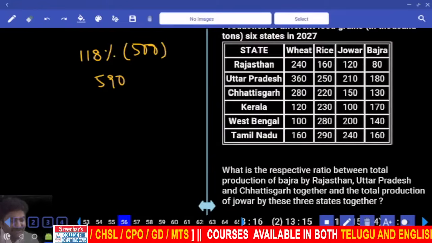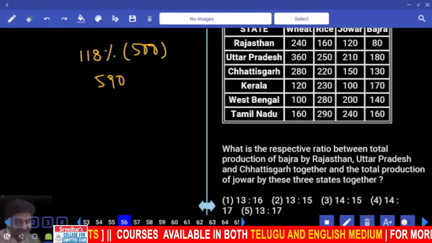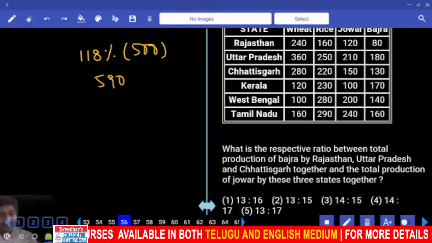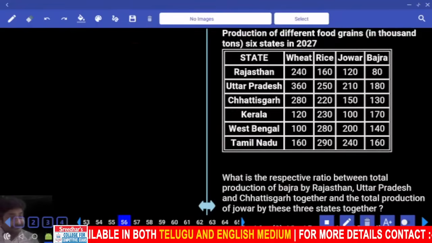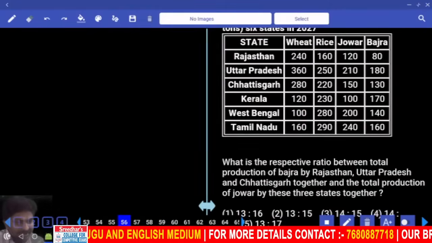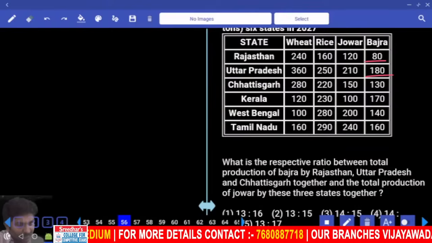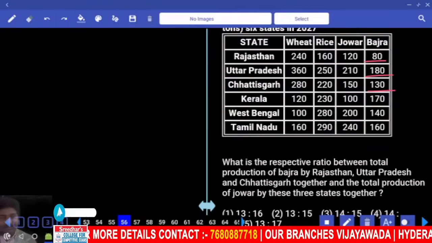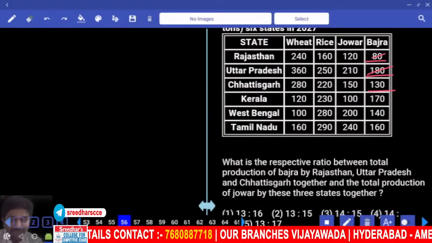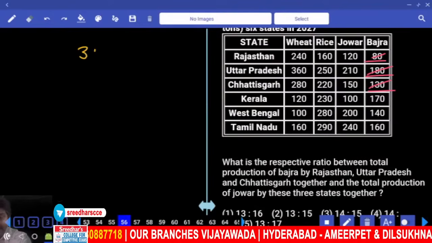What is the respective ratio between total production of Bajra by Rajasthan, Uttar Pradesh and Chhattisgarh together and total production of Jawar by these three states together? Okay. Bajra by Rajasthan, UP and Chhattisgarh. Sum of these numbers. 80, 180, 260, 130. 390.